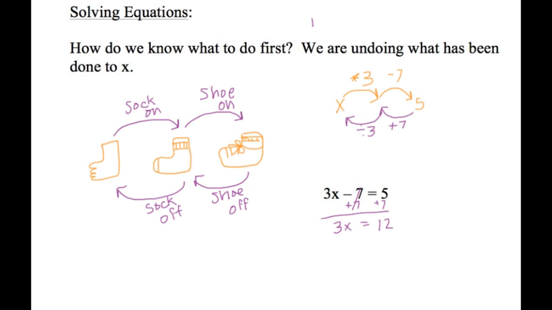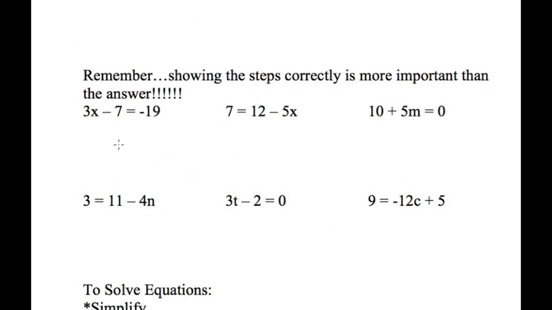Then we will undo timesing 3. So we'll divide both sides by 3. So x is equal to 4. Remember, I'm not teaching you the answer. I'm teaching you these steps. Remember, showing the steps correctly is what I am looking for more so than the answer.